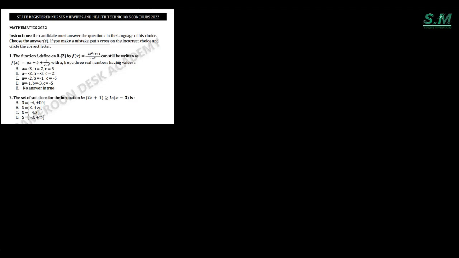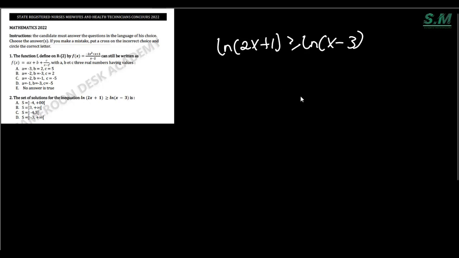The second question reads: the set of solutions for the inequation, the natural logarithm of 2x plus 1 greater than or equal to the natural logarithm of x minus 3. When solving inequalities containing logarithmic functions, we have to be very careful. The very first thing that we are supposed to do is to write down the domain of these functions.